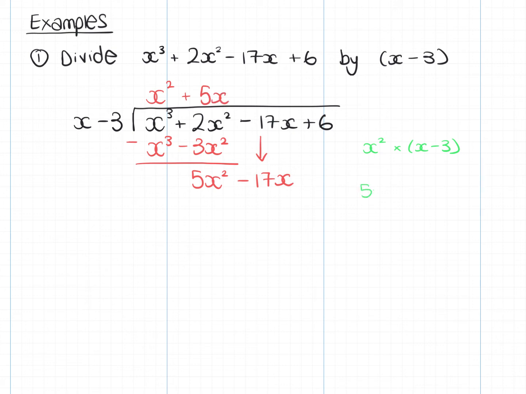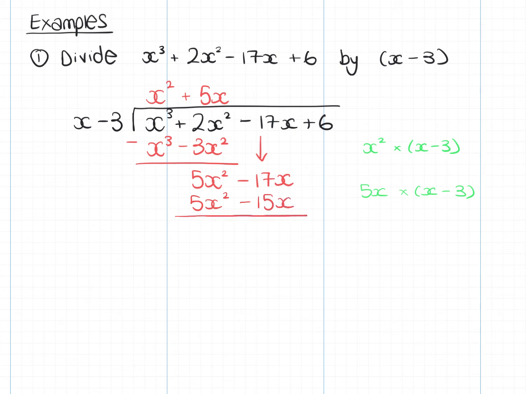Then I'm just saying, well, what happens if I do 5x times that bracket being this bit on the outside, so this bit times that 5x. 5x times x minus 3 is 5x squared minus 15x.